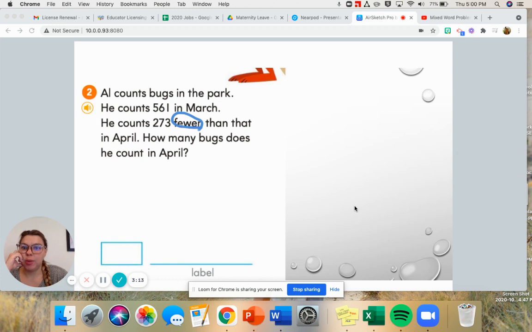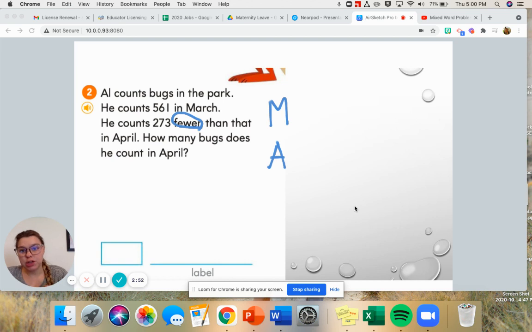Al counts bugs in the park. He counts 561 in March. He counts 273 fewer than that in April. How many bugs does he count in April? Okay, so let's start with our comparison bars. M for March, A for April.